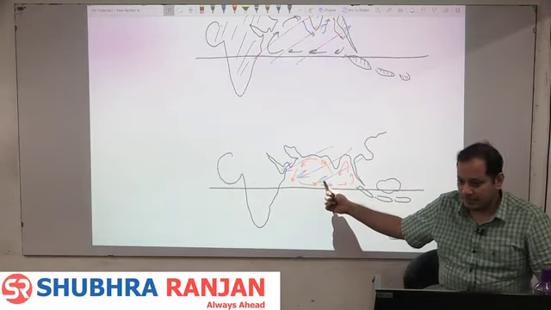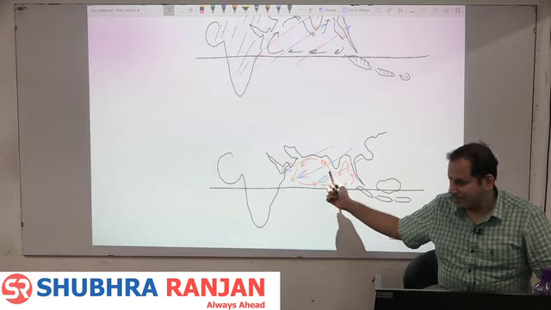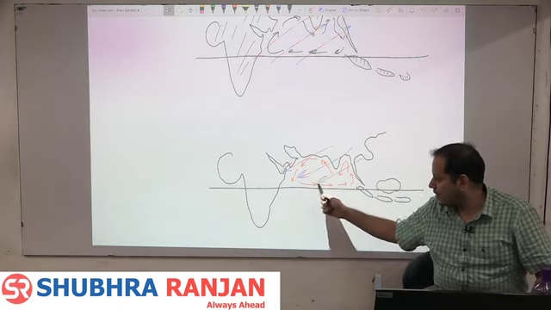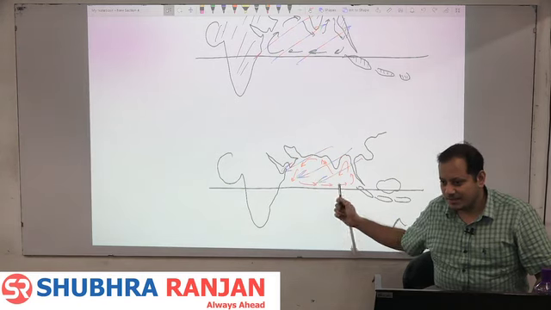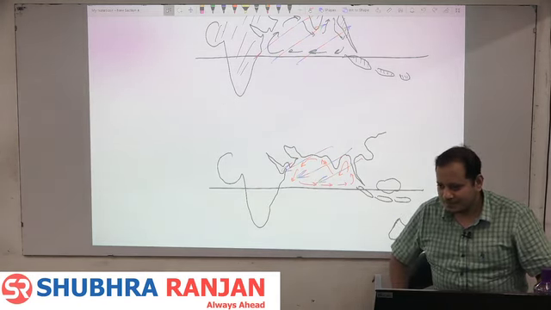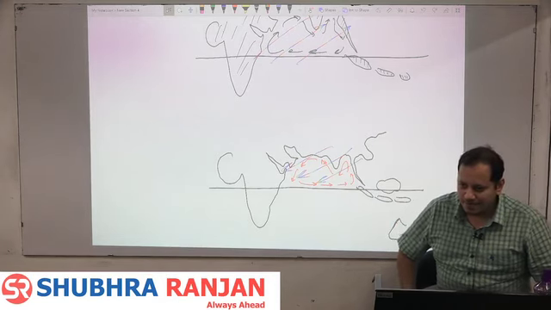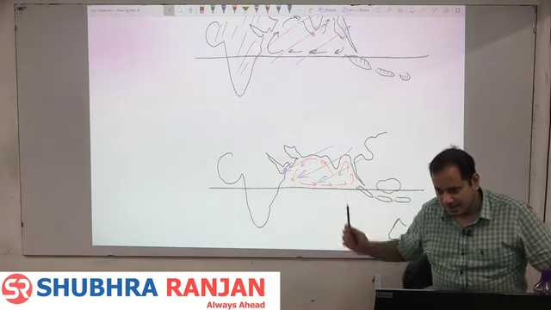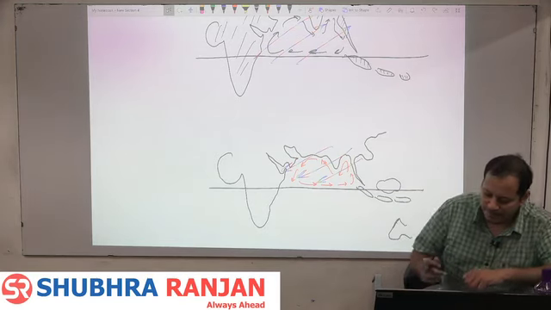Counter equatorial current will be there because the winds will change here. Counter equatorial current is always like this. Counter equatorial current in the Indian Ocean is present only in the winters, not in the summer season. Right?